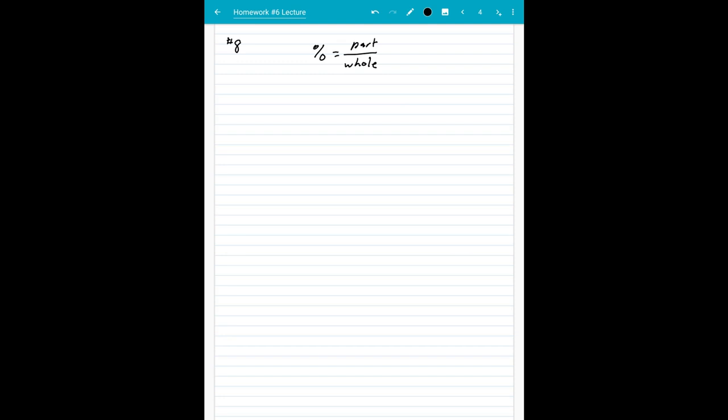But this is a very vague concept in terms of the way I'm saying it, like part and whole. You could use different wording for it, but it's always going to be the piece you're talking about. The part doesn't necessarily mean it has to be a fraction of it. It could actually be even larger, but it means the one that we're talking about over the total population or the whole. So here it says 51 out of 100 had gone stale.